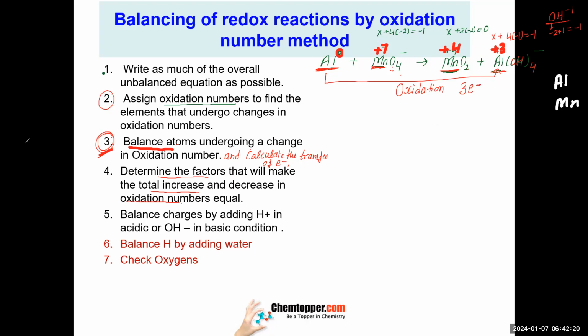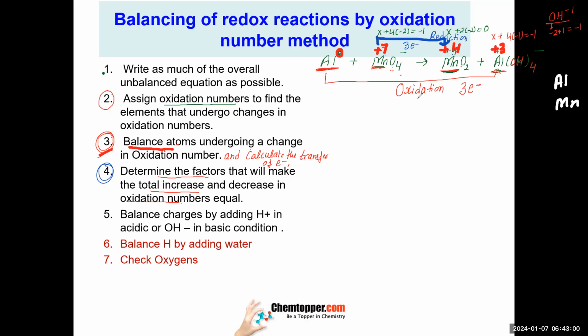Manganese plus 7. Check here. Manganese plus 7 to manganese plus 4. Plus 7 to plus 4. How many electrons? Plus 7 to plus 4 is gaining 3 electrons. It's reduction, right? Decrease in oxidation number. So this rule is saying check the decrease and increase in oxidation number and equalize them.